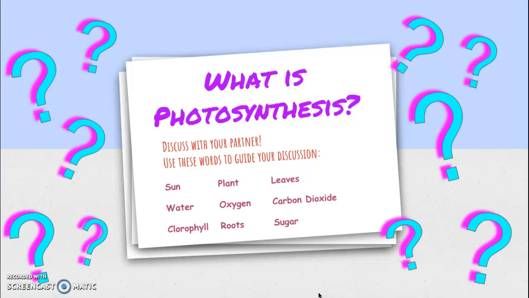Can anyone tell me what oxygen means? Okay, very good. Yes, oxygen is in the air and we need it to breathe. How about carbon dioxide? Do you remember what it said in the book? Okay, yes, carbon dioxide is also in the air and plants breathe carbon dioxide. How about chlorophyll? Does anyone remember what chlorophyll is? Okay, good. Yes, it makes the plants green. So that's a good start. Go ahead and talk about what photosynthesis is.